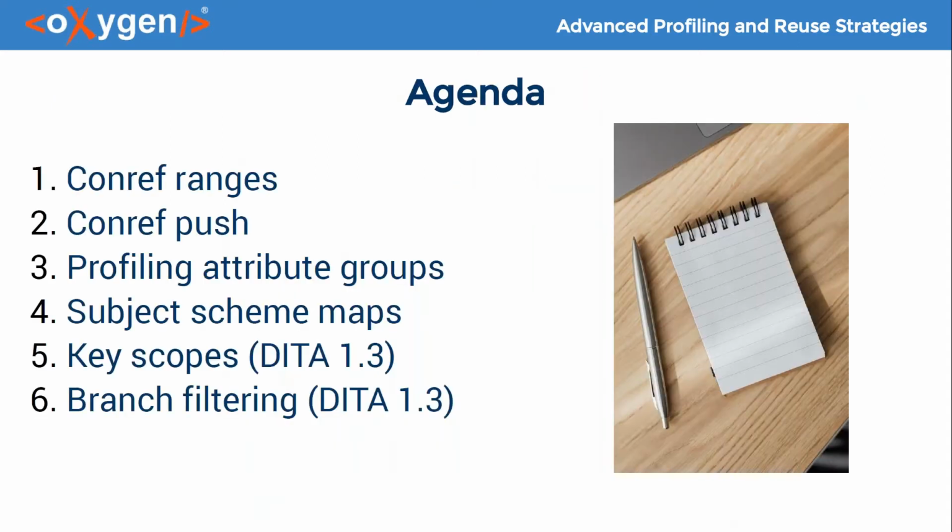Before diving into the content, I want to show you the agenda for today. We're going to start with some easier to grasp concepts, such as Conref ranges, Conref push, and profiling attribute groups. And then we're going to discover some more advanced topics as we go through the webinar, such as subject scheme maps, key scopes, and branch filtering. And that being said, it's time to get started.